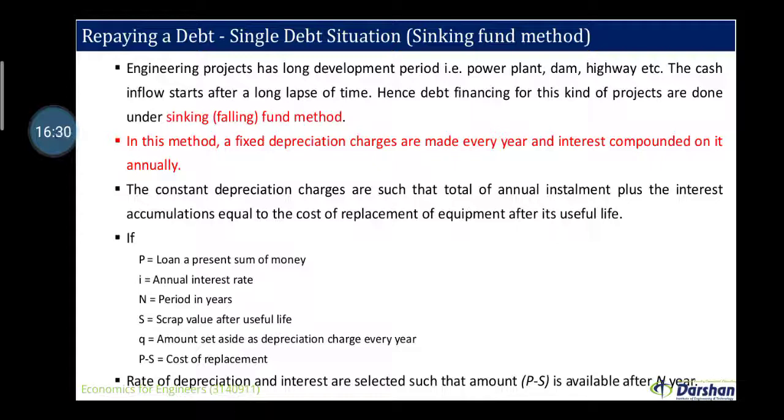So the power plant, dam, highway, etc. So the cash inflow starts after a long lapse of time, when they get the repayment amount.